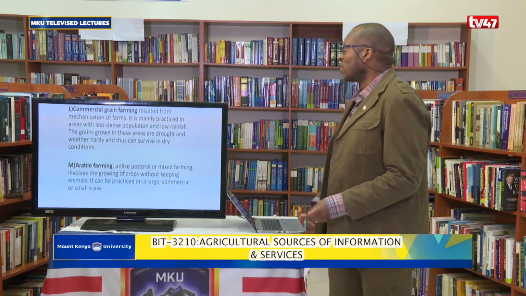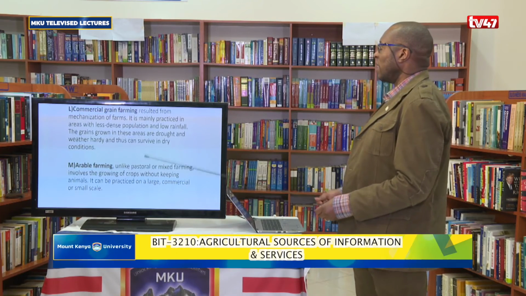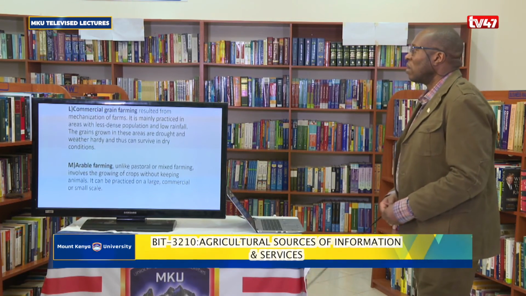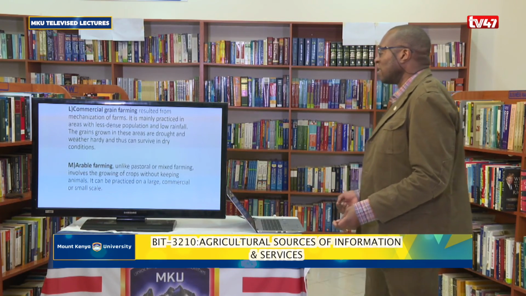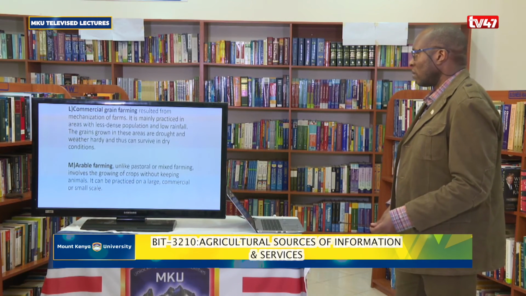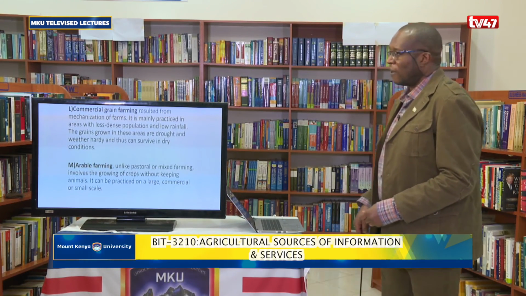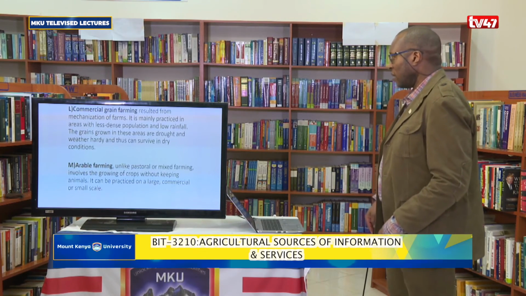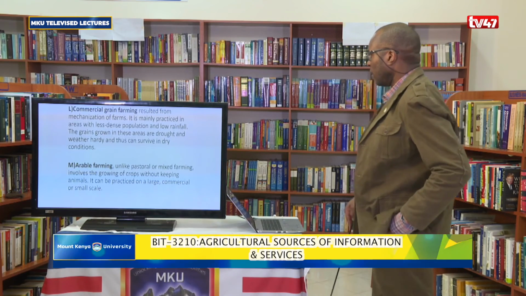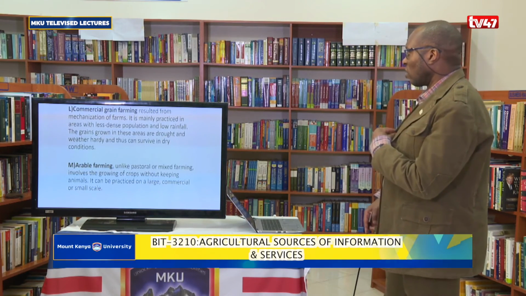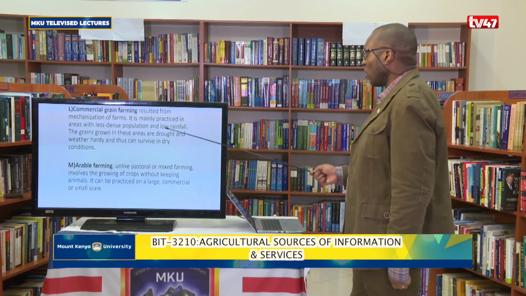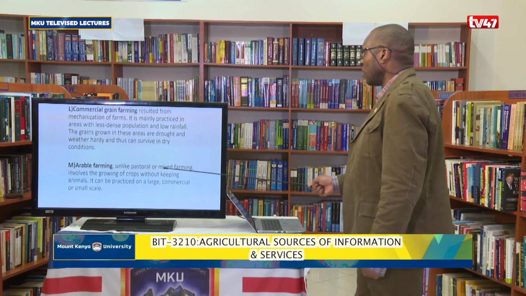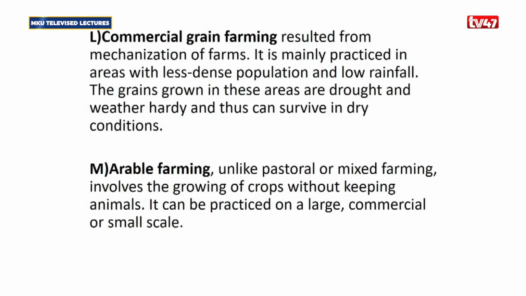And commercial grain farming, which came from mechanization of farms. It is practiced in areas with less dense population and low rainfall, such as growing of wheat and other drought and weather hardy crops. Then we have arable farming. Unlike pastoral or mixed farming, it involves the growing of crops without keeping animals. It can be practiced on a large commercial or small scale.